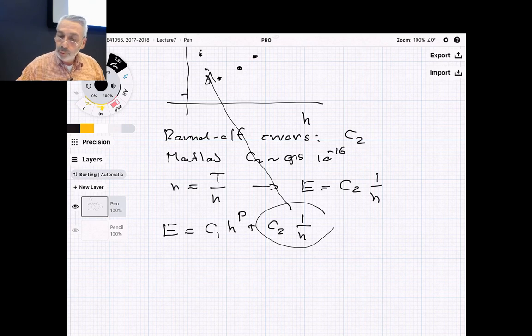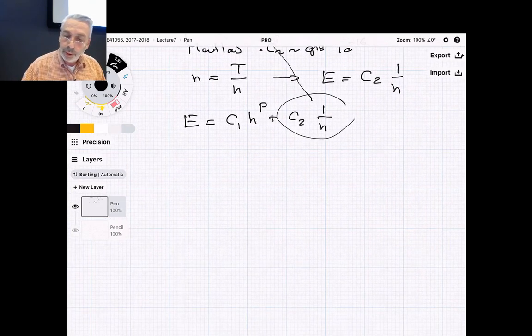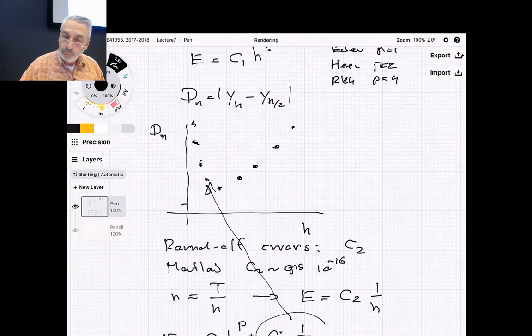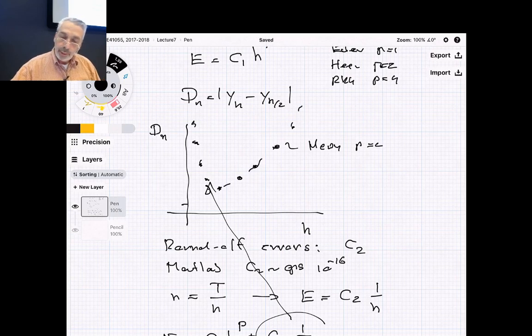And of course, if you plot that, for instance, this was an example where I tried to do the Heun method, where p is 2, so this should be like a parabola approximately, and then this should be like a line with minus 1, something like this, I don't know.